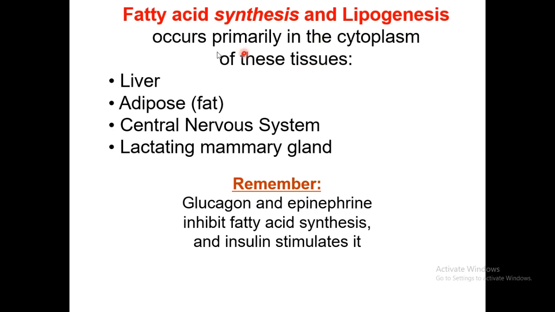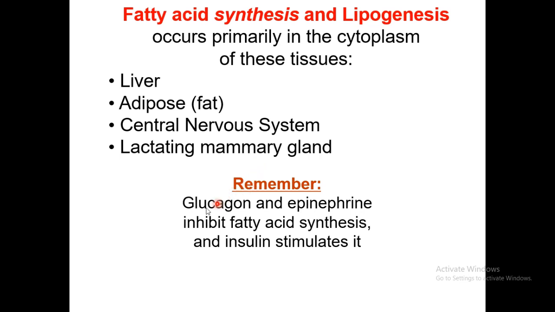So this occurs primarily in the cytoplasm of liver, adipose, or fat cells, in the cytoplasm of neuronal cells or nervous cells or neurons, and then also in the cells composing the mammary gland. Okay. Kaya kinahanglan man na siya for milk production ang fat.